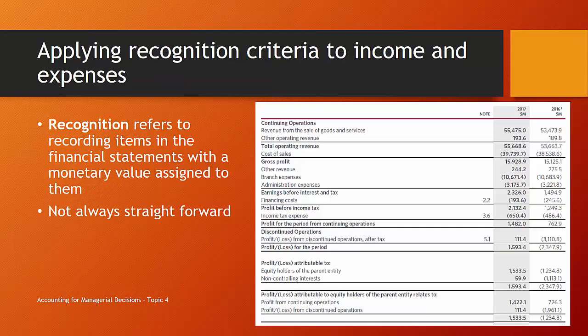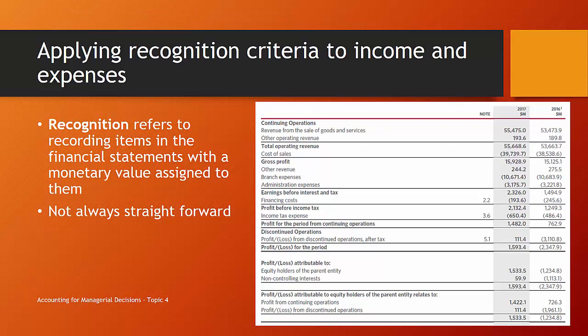So now that we've measured and understand roughly how that measurement works, and as I said, if you look at the example video, it has a number of different income and expense situations with the entries for it. So you can see some of what we're getting at with some numbers attached. So recognition here refers to recording items in the financial statements with a monetary value assigned to them.